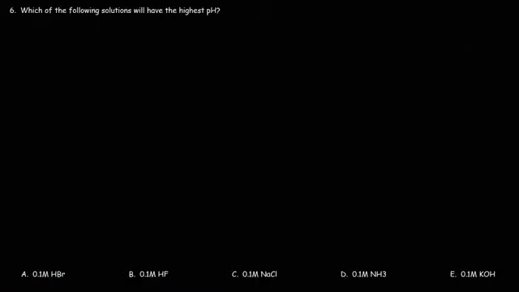Number 6. Which of the following solutions will have the highest pH? Is it going to be HBr, hydrobromic acid, HF, hydrofluoric acid, NaCl, NH3 ammonia, or KOH, potassium hydroxide? What would you say? Well, first, let's identify each substance. Hydrobromic acid is a strong acid. Hydrofluoric acid is a weak acid. NaCl is a neutral salt. NH3 is a weak base. KOH is a strong base.